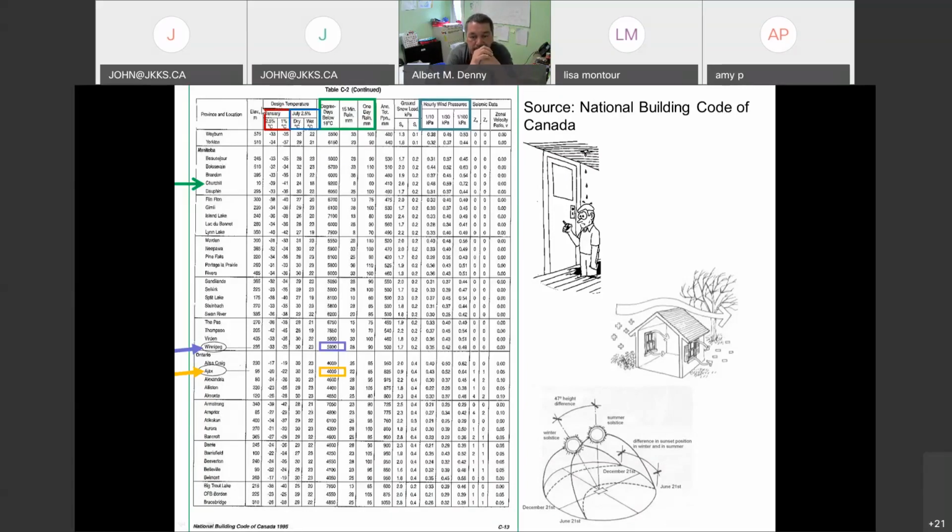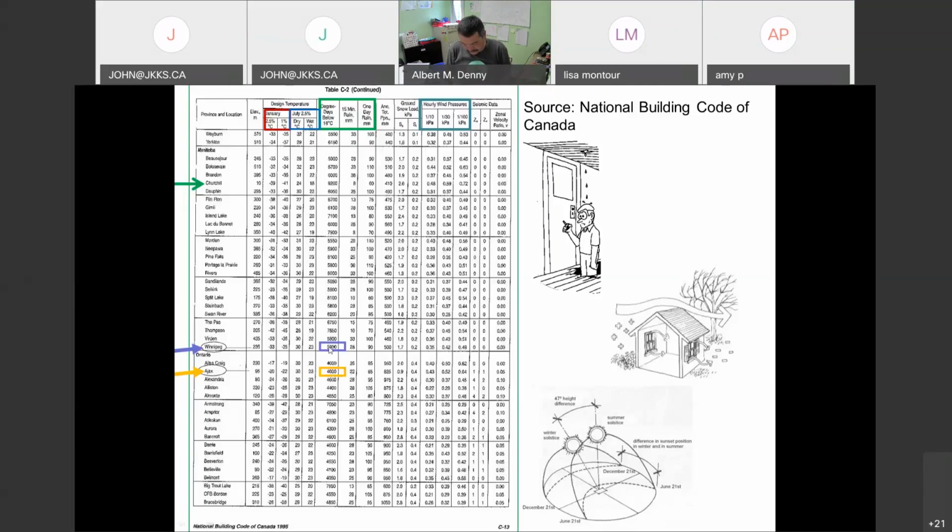The red is winter, July, summer. How much rain, how much snow, how much wind, how much seismic, which is earthquake, is designed for a specific location. So this is all code speak. So what we want to do here is Ajax, 4,000 degree days. Well, degree days we'll talk about in a minute. I just want you to look at the numbers.